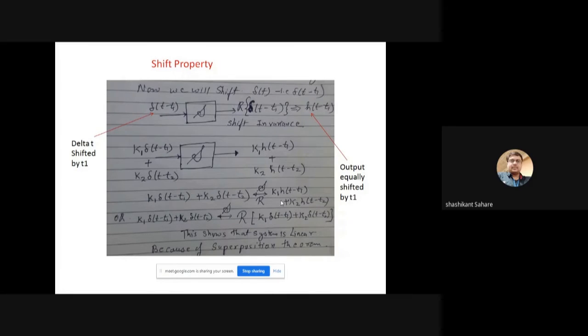Now the important thing is why the system should be linear. If the system is linear, then the output of the system can be very well defined using a mathematical tool, which we call convolution. But if the system is non-linear, then it is very complicated to represent the output in terms of mathematics. So a linear system is always easy to analyze and easy to represent in a mathematical way.